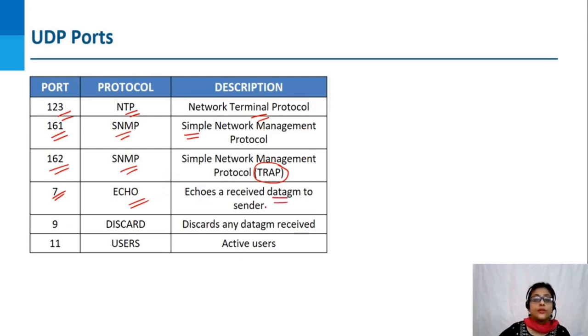Port number 7 is the echo server. It echoes a received datagram to the sender. Port number 9 is the discard protocol. It discards any datagram that is received. Port number 11 is the users protocol. It gives the nature of the active users.